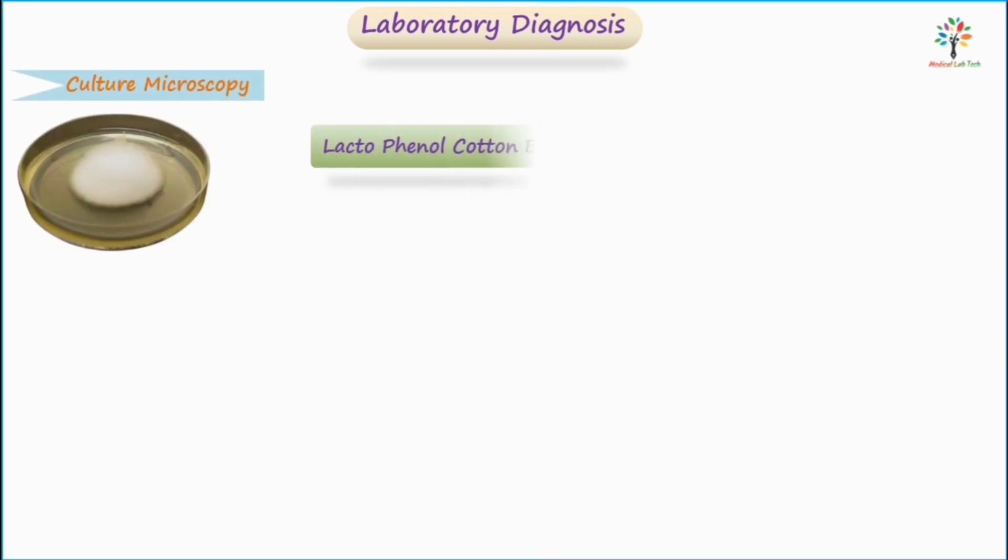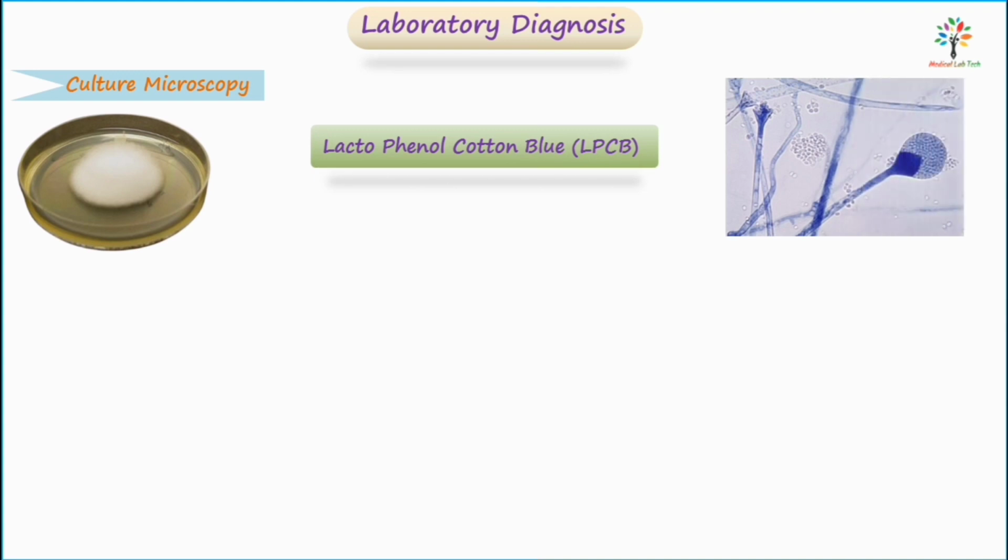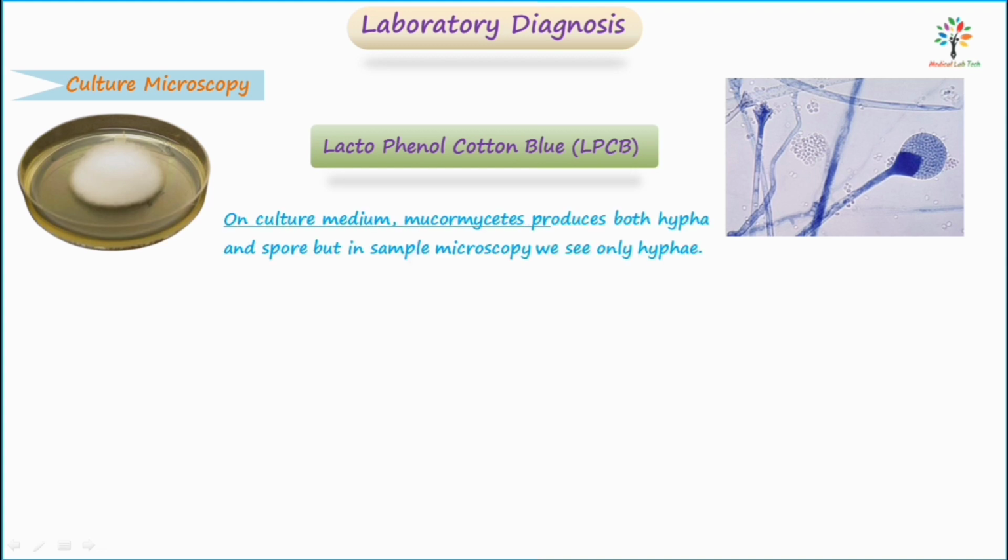Then we are going to check the culture microscopy. We need to take some fungal colony on a slide and stain it with lactophenol cotton blue, that is LPCB stain. Under the microscope you can see broad non-septate right angle branching hyphae. This is the unique characteristic of mucormycosis. On culture medium, mucormycosis produces both hyphae and spores, but in sample microscopy we can see only hyphae, not the spores. So if we take a fungal colony from a culture medium and observe under the microscope, we can see hyphae as well as spores.